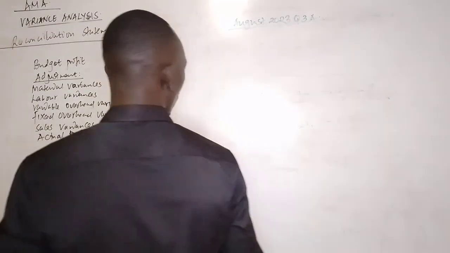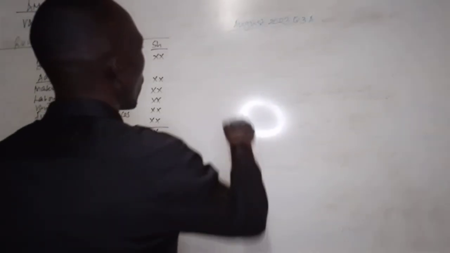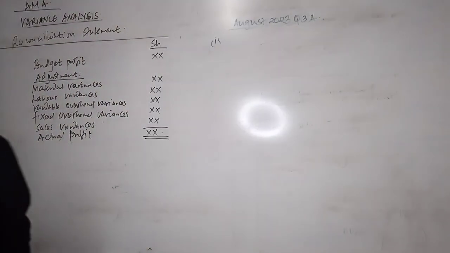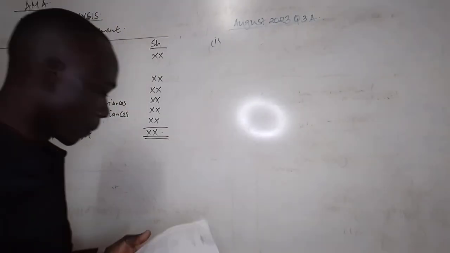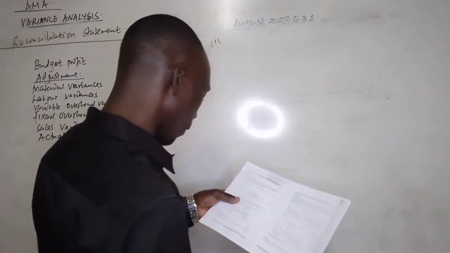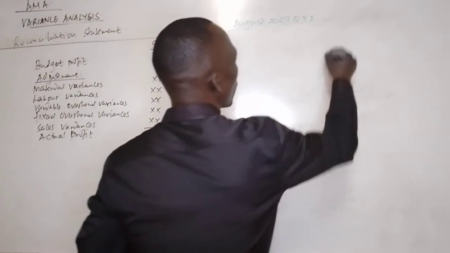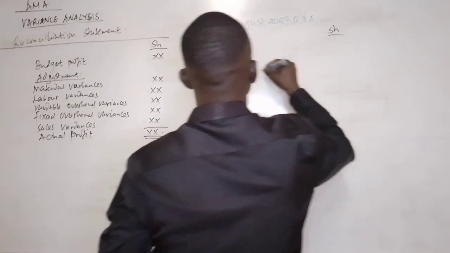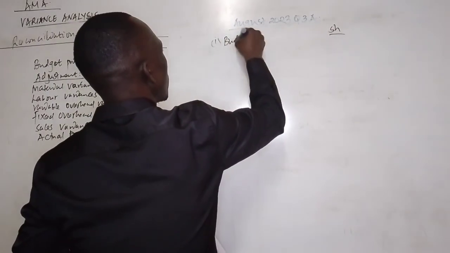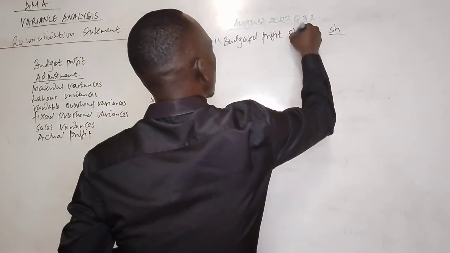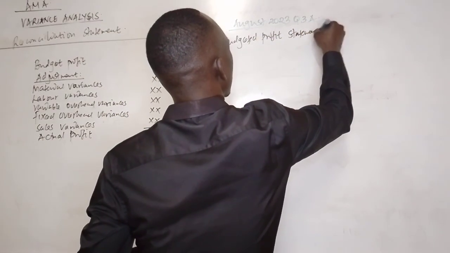So let us look at that question. It is a very easy question. So Roman 1, they need us to give them a budgeted profit statement. So here we have shillings, and they want us to give them a budgeted profit statement.